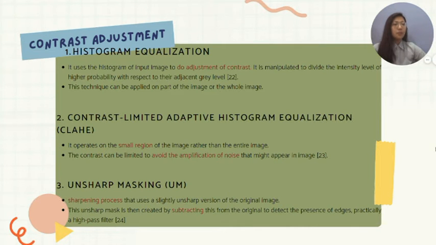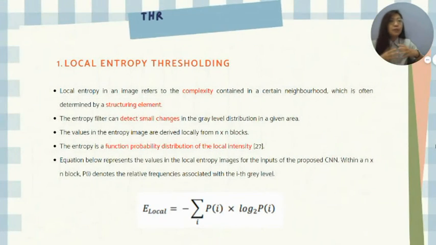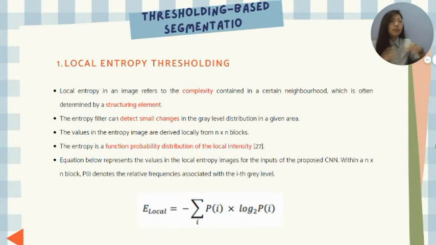An image is said to be low contrast when there is not much difference between the bright and dark regions. So contrast adjustment is needed in order to enhance the low contrast image. In this study, 3 types of image enhancement techniques will be used: histogram equalization, contrast-limited adaptive histogram equalization, which is also called CLAHE, and lastly the unsharp masking. After the image filtering process, we will pass the image to the segmentation step.